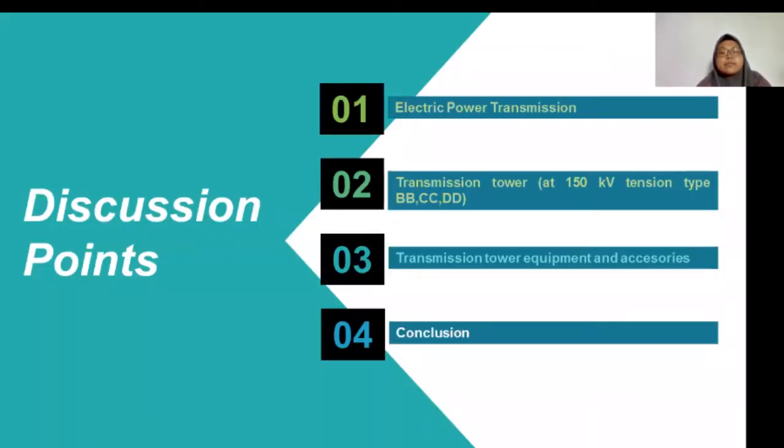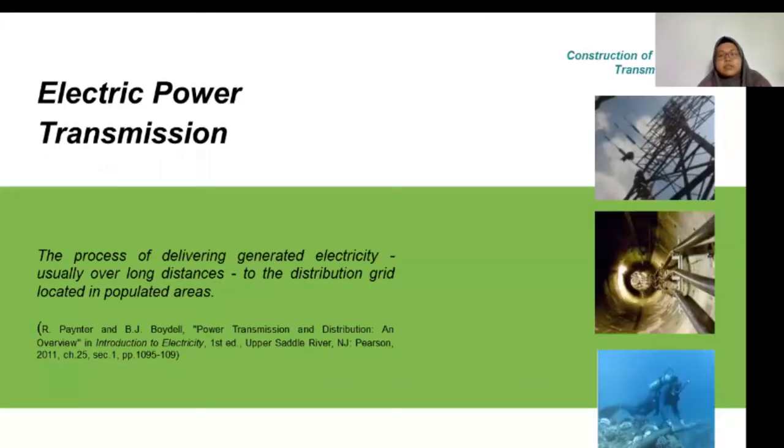The discussion points that we will discuss in today's presentation are, first, electric power transmission. What is electric power transmission? The second is transmission tower, especially at 150 kilovolt tension type, BB, CC, and DD. The third is about transmission tower equipment and accessories, and the last is a conclusion.